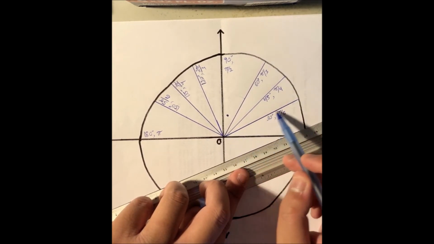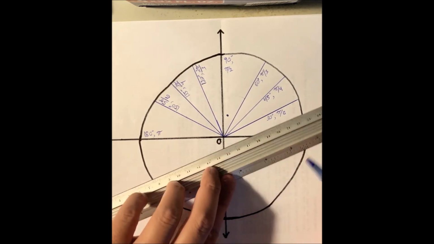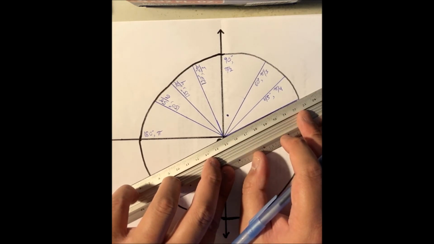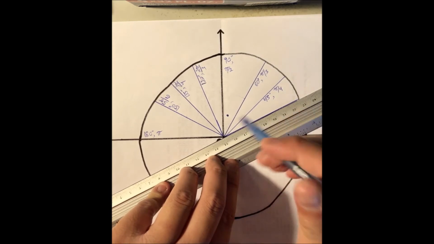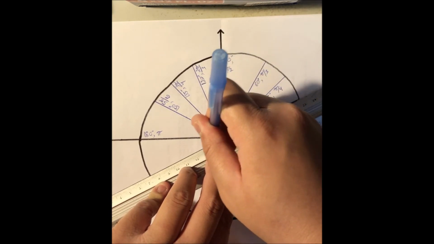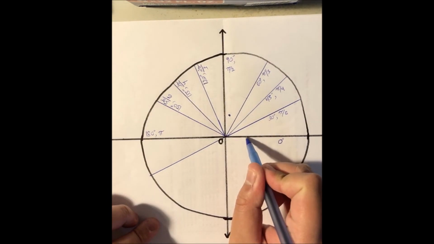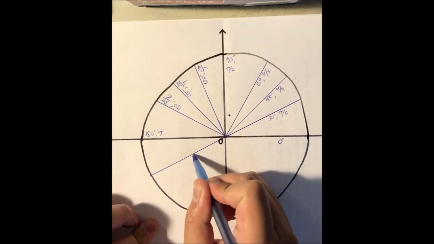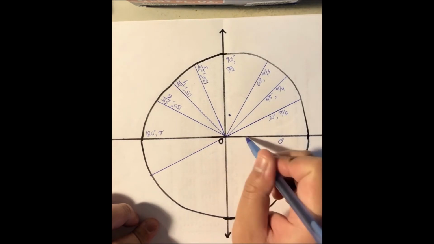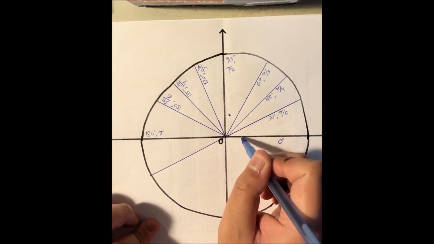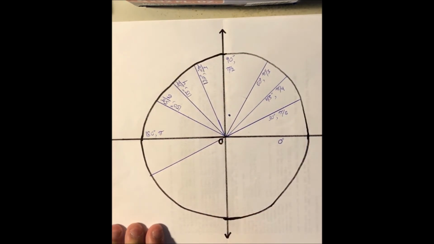And this is the terminal segment or the terminal ray, whatever you call it. And I'm going to extend this terminal segment in the exact opposite direction. By doing that, I'm going to have another angle from here all the way to here. Well, this angle is going to be 210 degrees. Why is that 210 degrees?